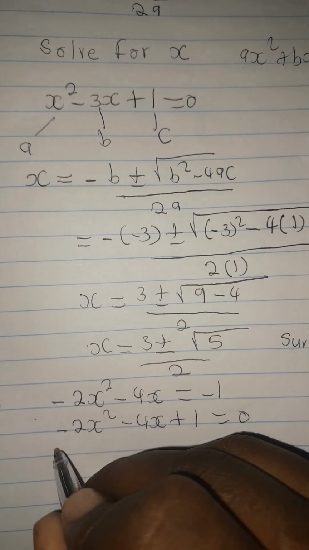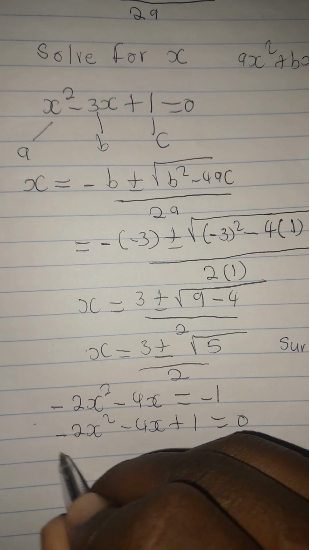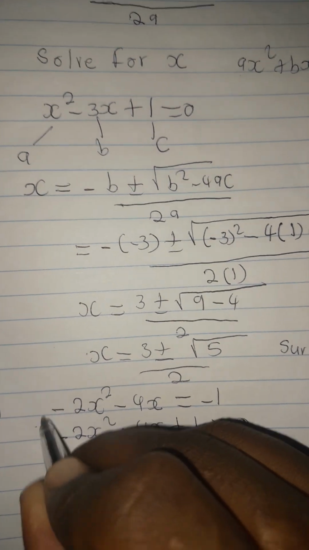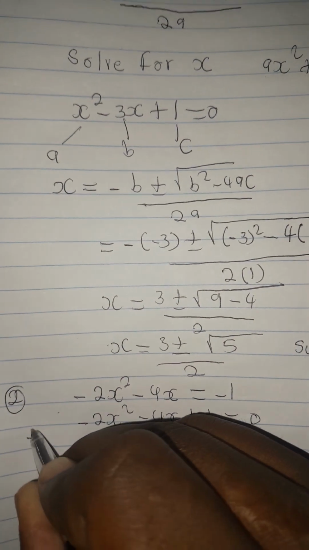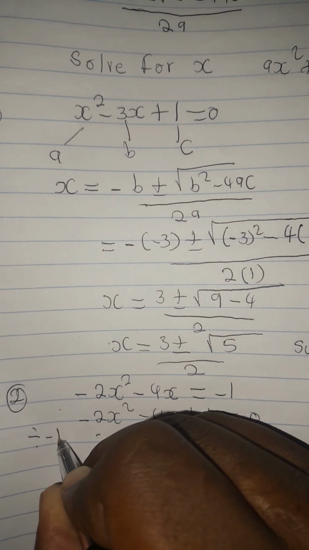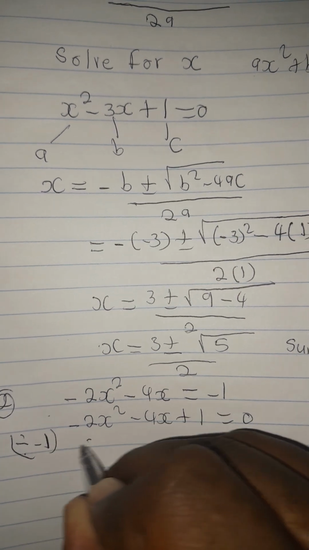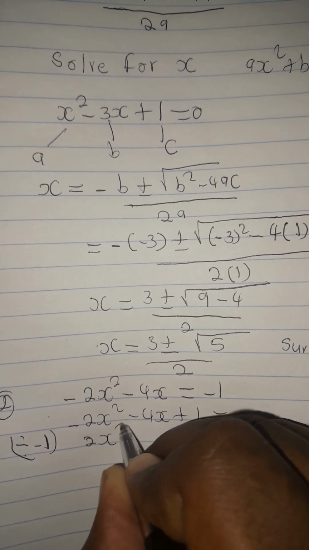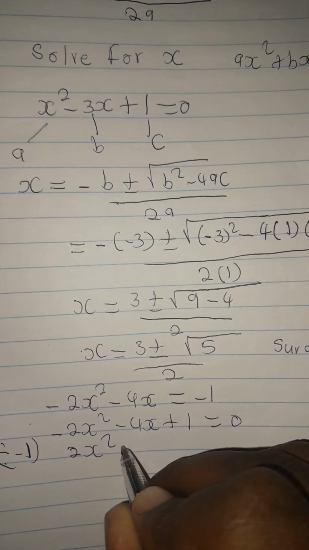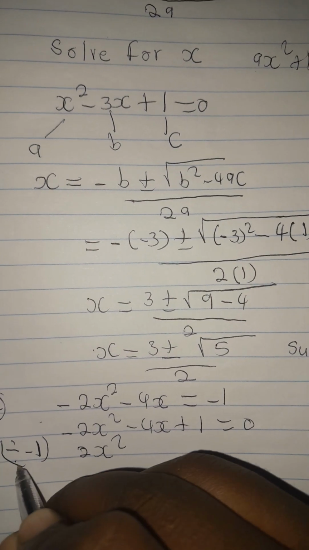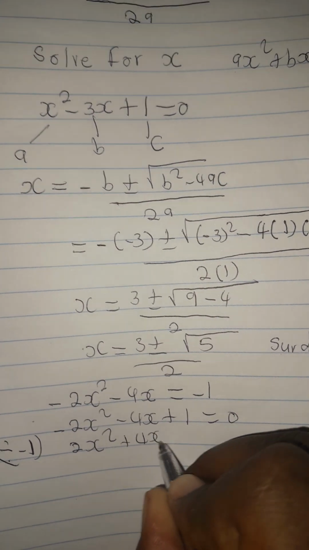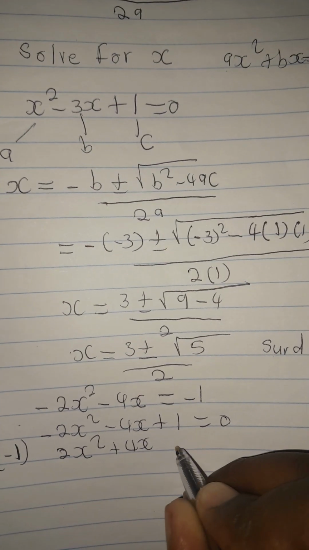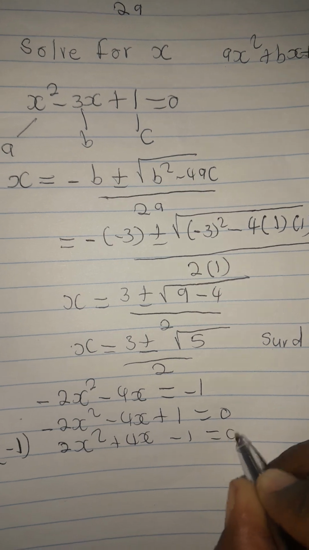So without wasting time, let's rewrite this equation. We want it to be in a positive form, so we are going to divide everything by negative 1. Negative 2 divided by negative 1 will be positive 2x squared. Negative 4 divided by negative 1 will be positive 4x. Positive 1 divided by negative 1 will be negative 1, equated to 0.